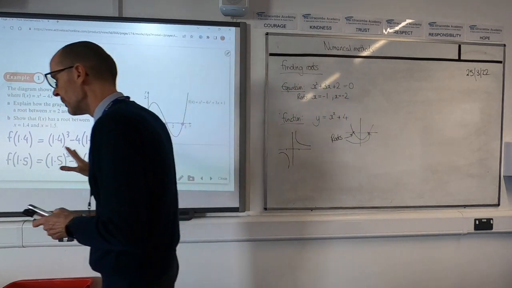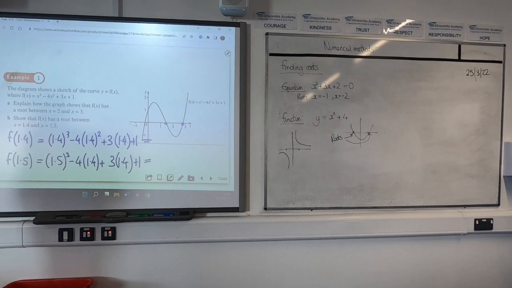So part A, we'd just be expected to say there's a root between 2 and 3 because the graph crosses the x-axis between 2 and 3. Now we are trying to zero in a little bit on that root.